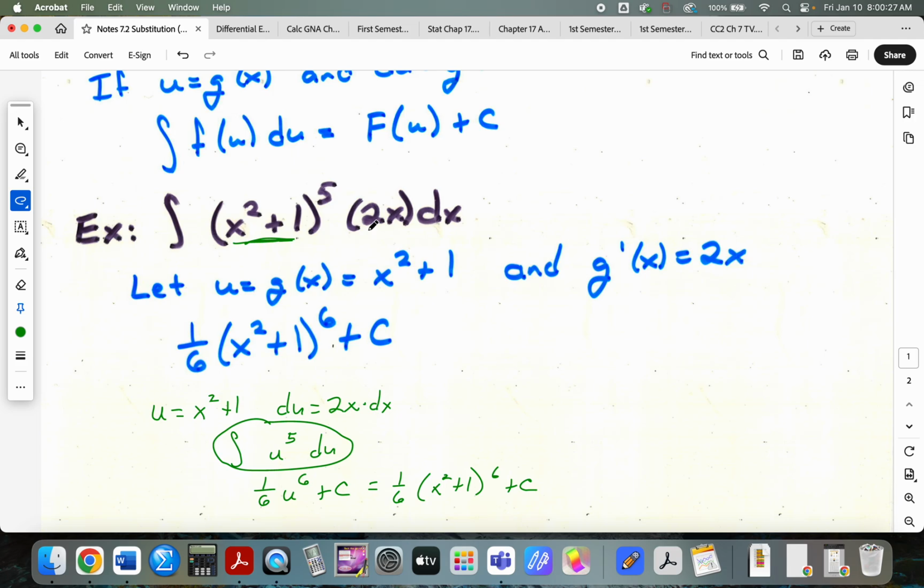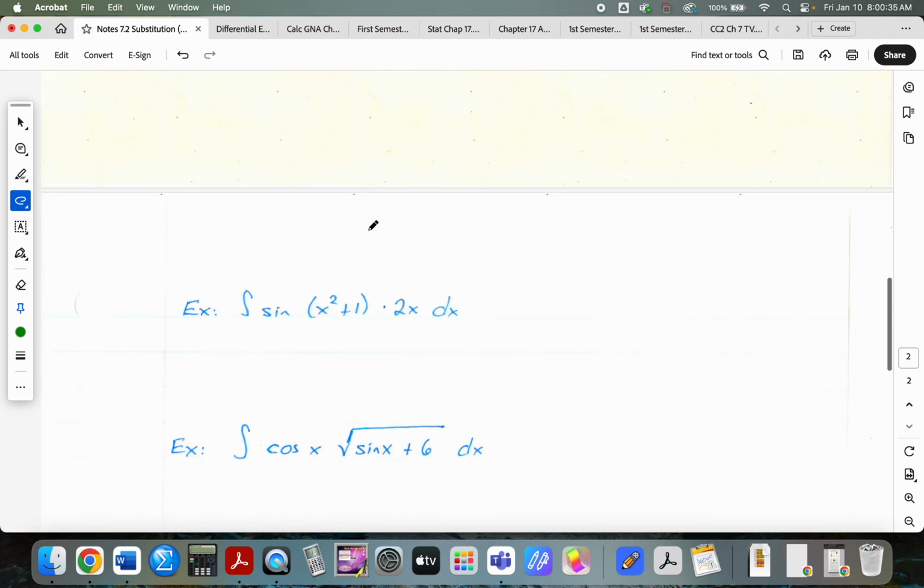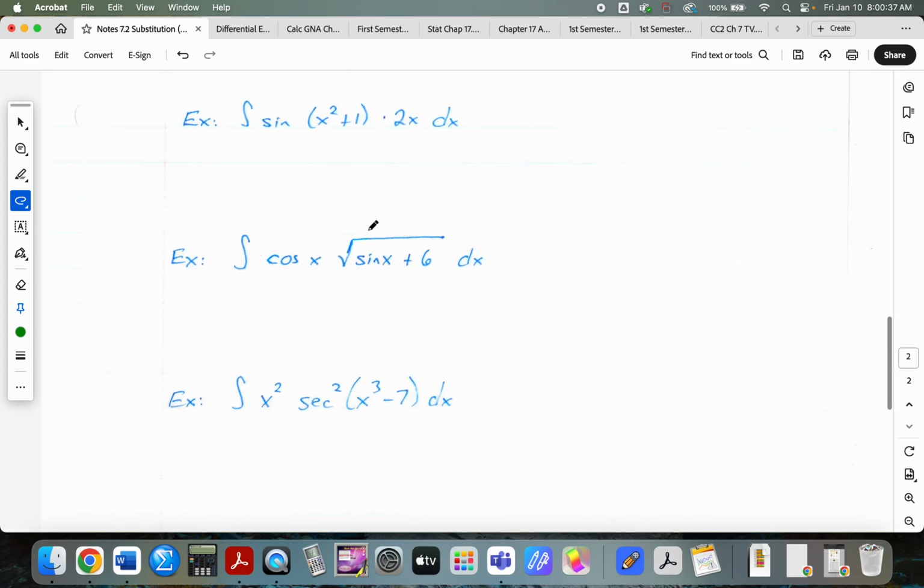I'll point some of those out. I don't know if there are any on today's examples. I think there may be some on Monday's examples. So, let's take a look at these.